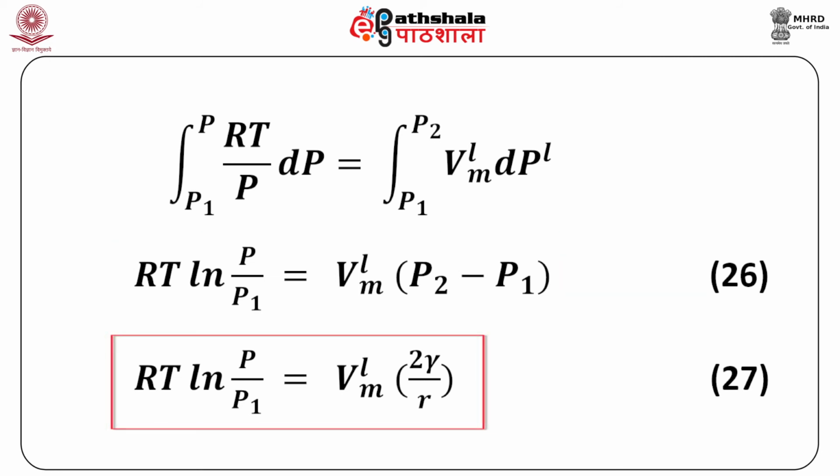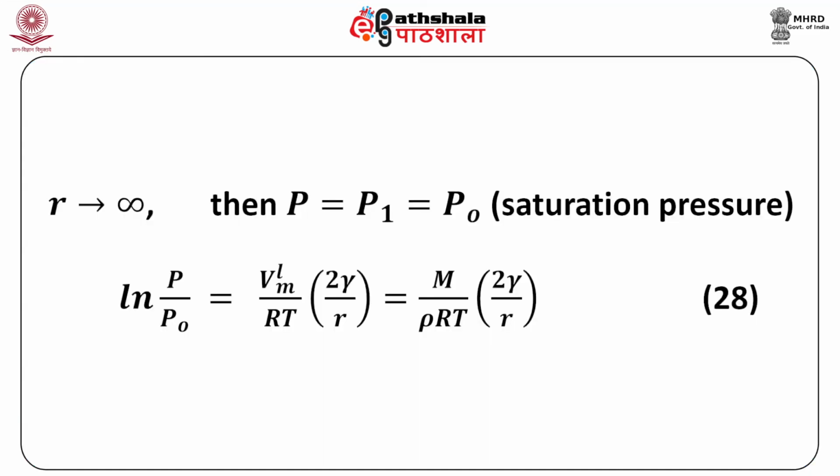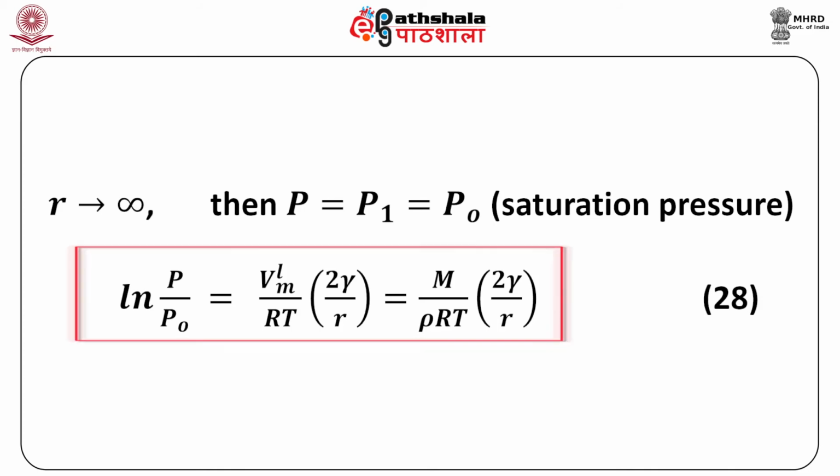Using the Young Laplace equation 16 in the above equation 26, we get RT ln P by P1 equals Vml into 2 gamma by R, as our equation 27. If the interface between the liquid and the vapor is planar, that is R is tending towards infinity, then P1 equals P0, the saturation pressure. Thus, we can write ln P by P0 equals Vml by RT into 2 gamma by R, equals m by rho RT into 2 gamma by R, where m and rho are the molar mass and density of the liquid respectively. Equation 28 is known as the Kelvin equation for liquid droplets.